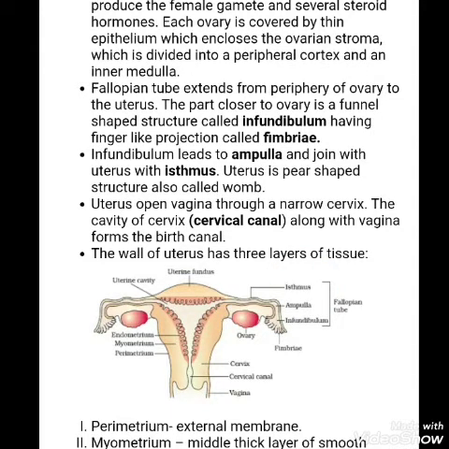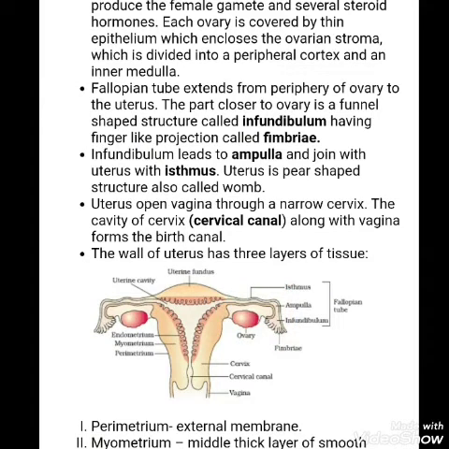Isthmus, ampulla, infundibulum and fimbriae are all parts of the fallopian tube. So this entire tube is known as the fallopian tube. And in this tube, the ova released from the ovary remains there for up to 28 days.